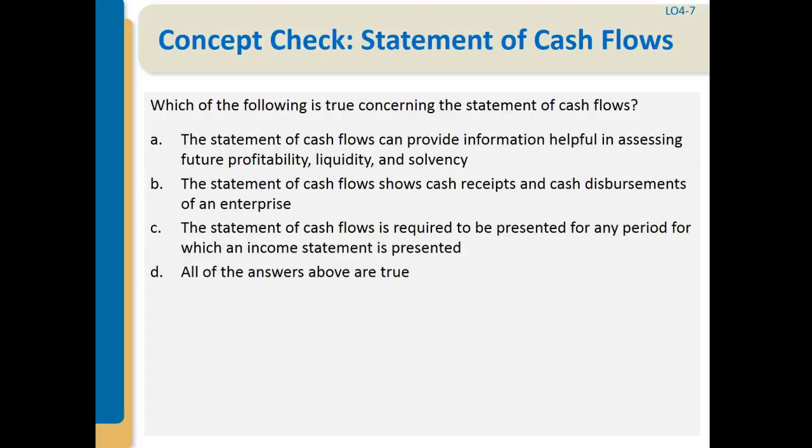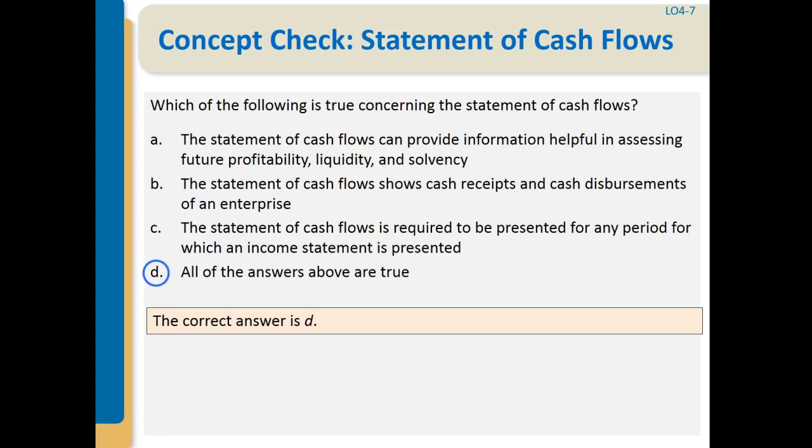Which of the following is true concerning the statement of cash flows? A, the statement of cash flows can provide information helpful in assessing future profitability, liquidity, and solvency. B, the statement of cash flows shows cash receipts and cash disbursements of an enterprise. C, the statement of cash flows is required to be presented for any period for which an income statement is presented. Or D, all of these are true. All of those are true.